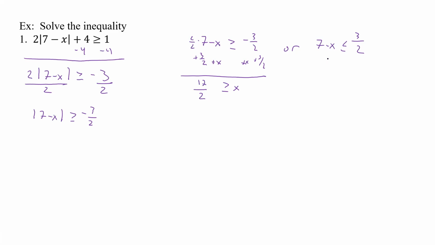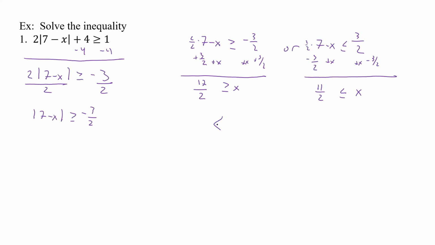Now this one, we're going to do the same thing. We're going to add x, add x. This time we have to subtract 3 halves. So again, that's going to be times 2 over 2. So that's 14 minus 3. So it's going to be 11 over 2 less than or equal to x.